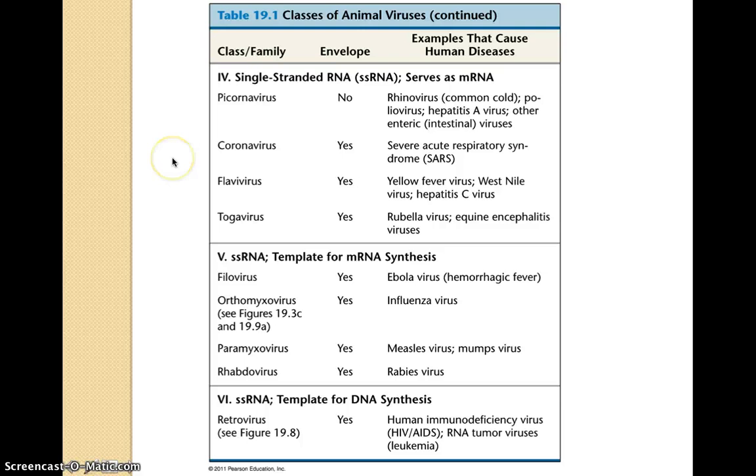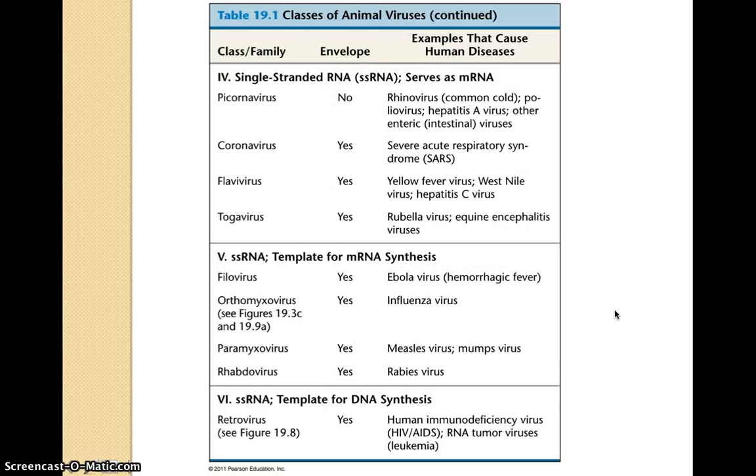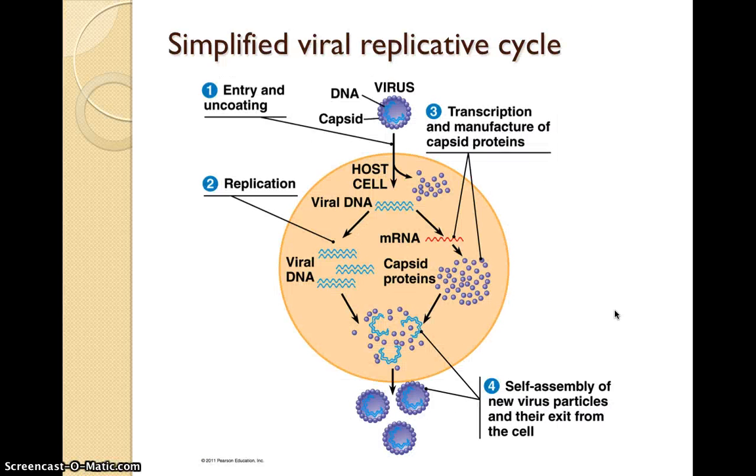Okay, you also have a single-strand RNA right here, and then you have single-strand RNA that's a template for RNA synthesis. And then basically, right here I'm trying to show you different types of viruses that have different kinds of information within. Okay, so let's simplify the viral replication cycle.